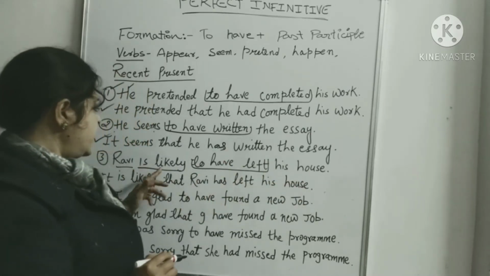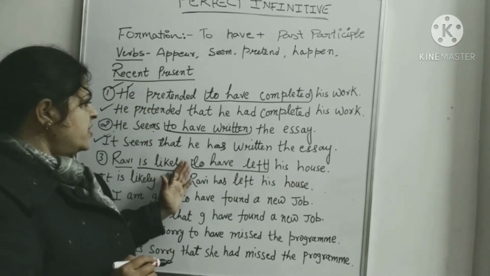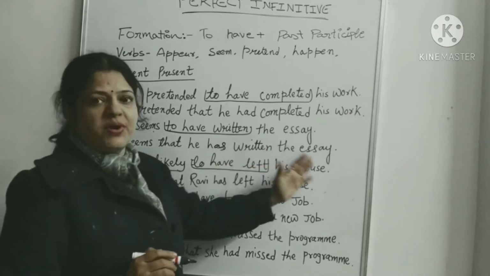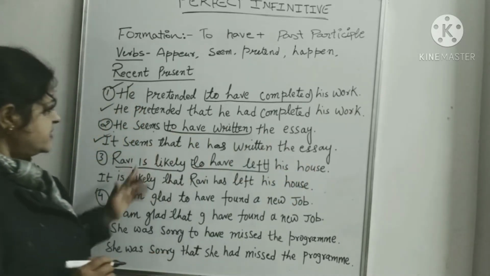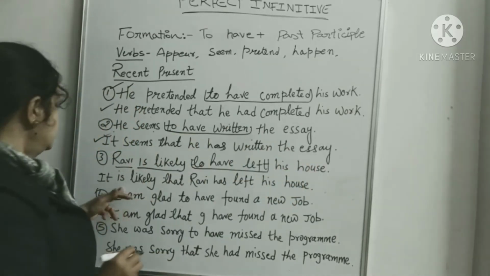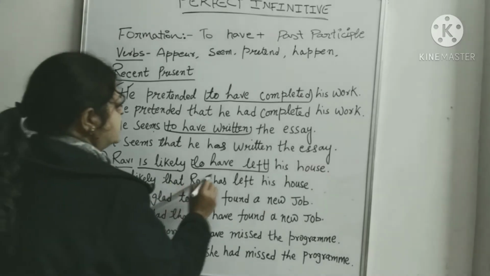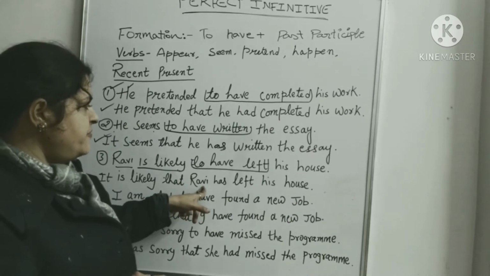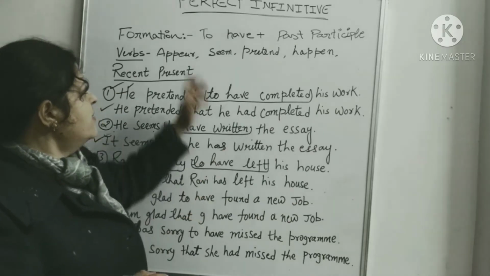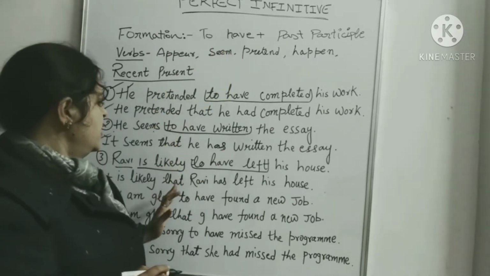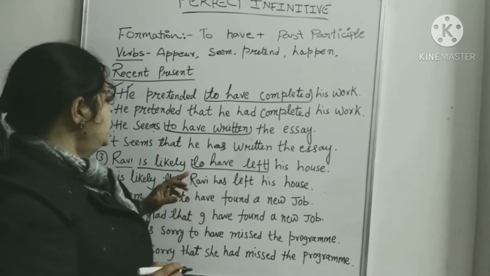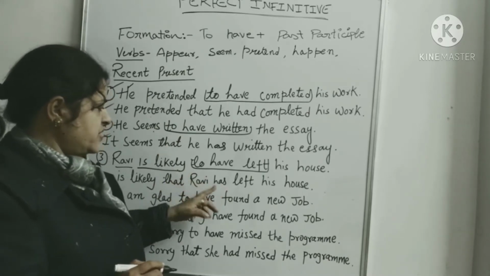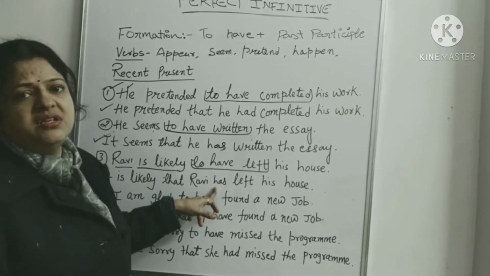ऐसा लगता है ना, कि रवि जो है अपना घर छोड़ चुका है. और इसी सेंटेंस को you can write like this. It is likely that Ravi has left his house. So यहाँ पे दूसरे वाले सेंटेंस में we have not used to have plus V3. Understand? We have used only simple present perfect. Understand? I think everything is clear to you.